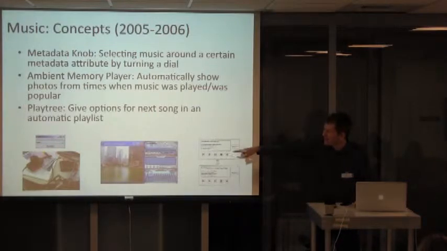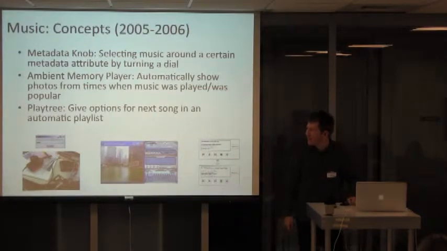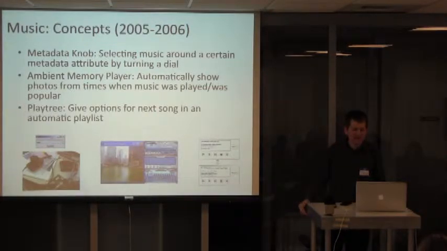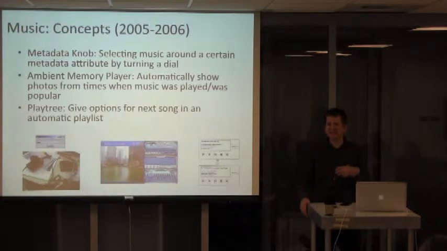The first one on the left here is what we called the metadata knob, or the music dial. The idea behind this was it's a tangible interface. You could also implement it on a screen, but a way to select music around a certain metadata attribute. So we saw people would start playing music and they'd be like, no, I want something faster, I want something slower, or I want something newer, or I want something older. So you just set the dial to a given attribute, like the year, and you turn it up and get newer stuff, you turn it down and you get older stuff.